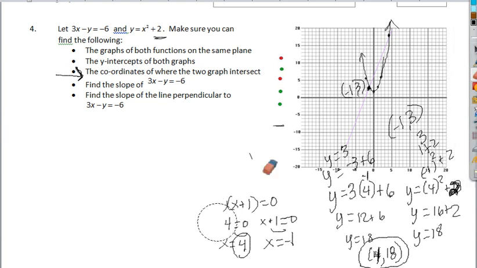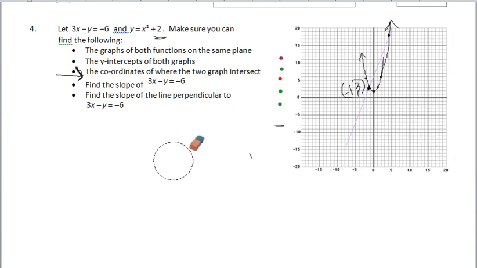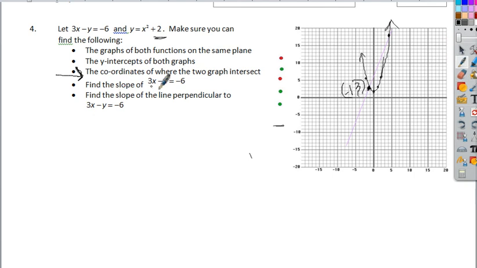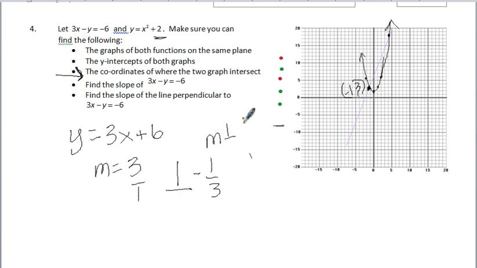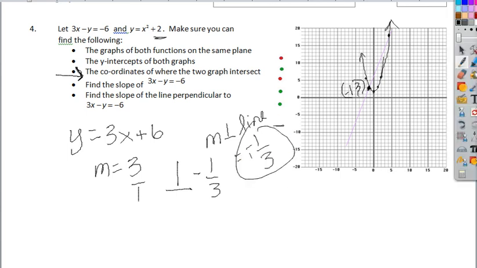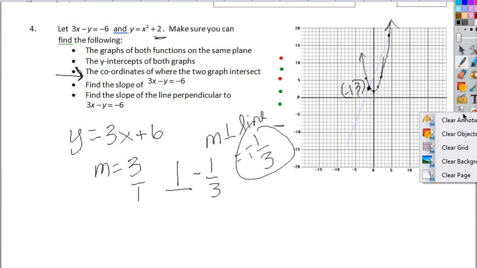All right, so the last two things you've got to be able to do here are to find the slope of this equation here. Well, we already wrote it. It was 3x plus 6. So your slope is 3. And then it says find the slope of the line perpendicular to that. So remember that for perpendicular, you flip it over and you change the sign. So the slope of the perpendicular line is -1/3. Okay, so you'll have those. Moving on to the next question. I'm erasing.